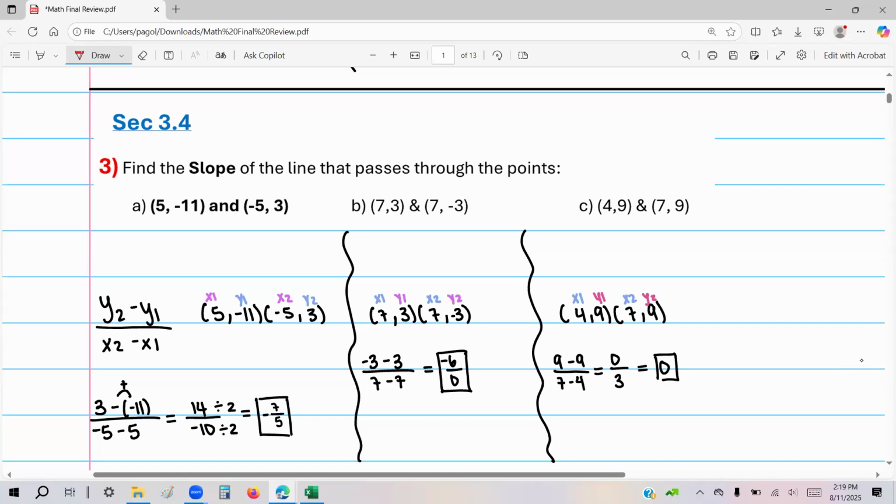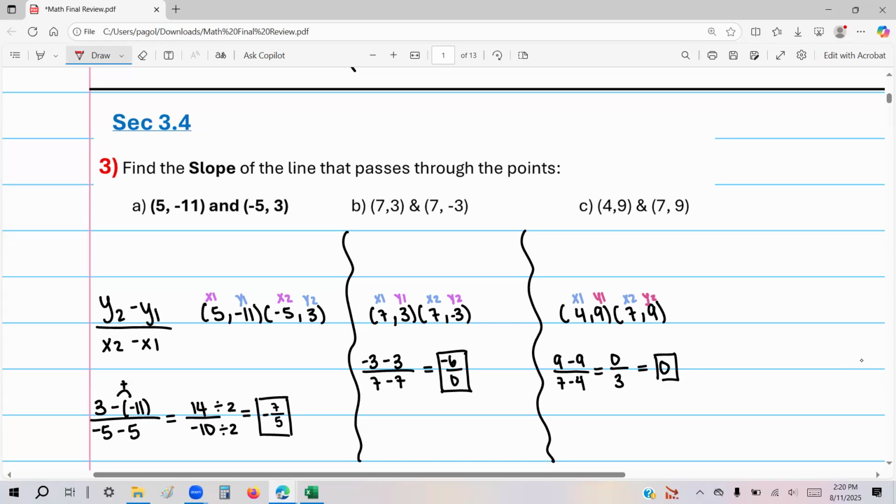So each pair has one x, one y. You cannot say this is x1 and this is x2. It's not possible, okay? Two x's cannot be together, or two y's cannot be together. One of them is x, one of them is y. The position doesn't matter which one is which, but you need to subtract them correctly.